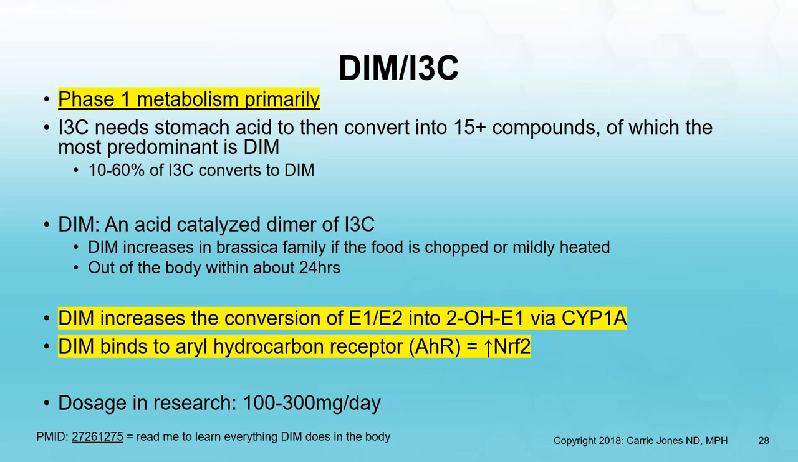Now, DIM also increases NRF2, and we're going to talk about NRF2 when we get into another treatment option, which is called sulforaphane, as NRF2 is really helpful for upregulating phase 2 enzymes to try to, of course, clear it out of the body. Research shows the average dose is 100 to 300 milligrams a day.